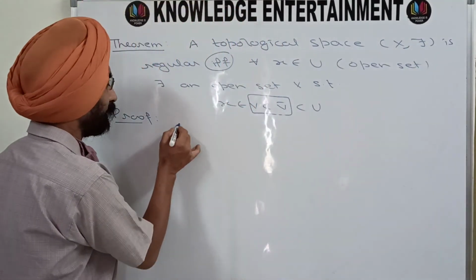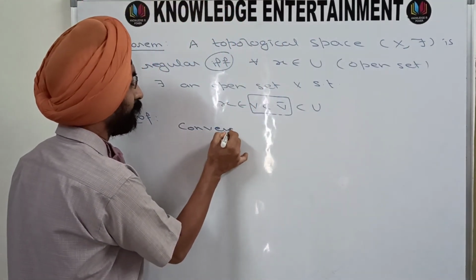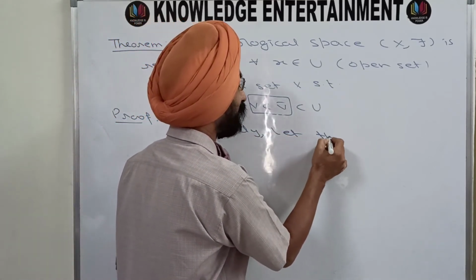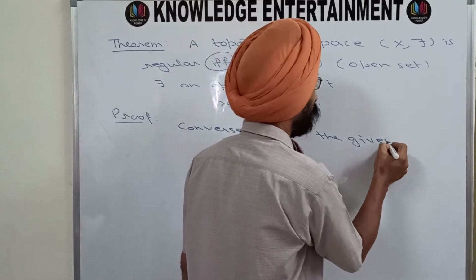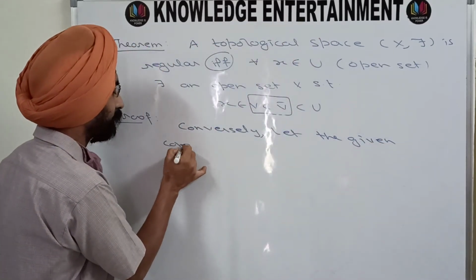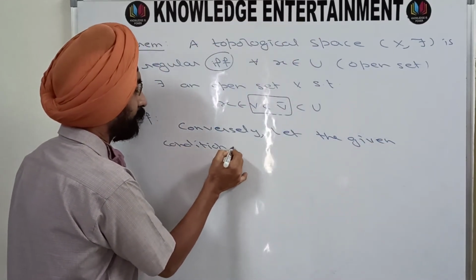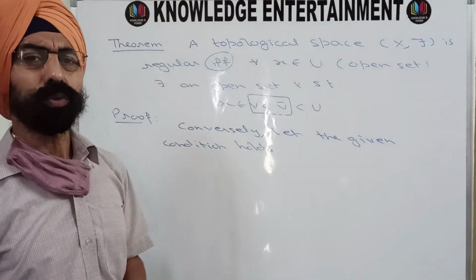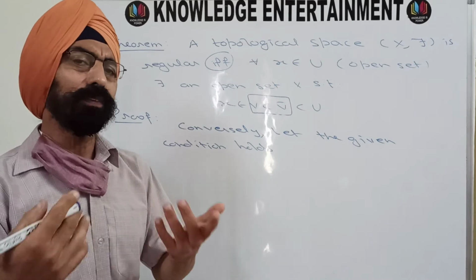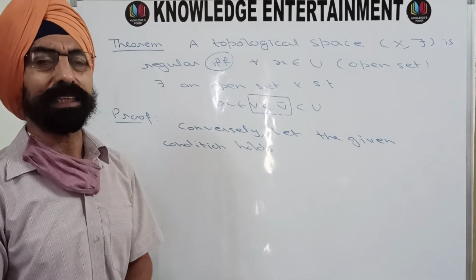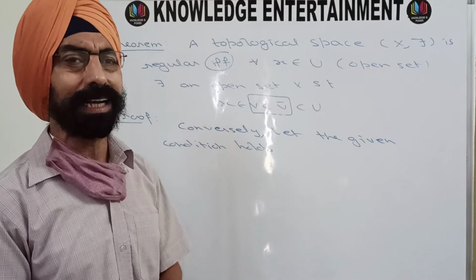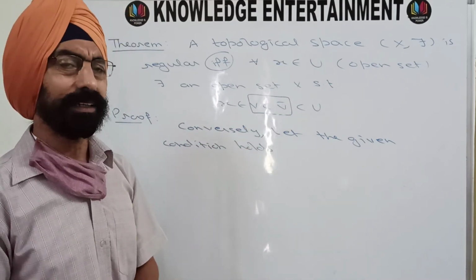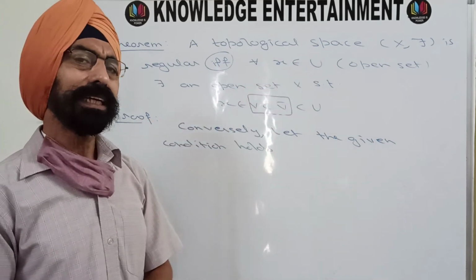Conversely, let the given condition hold. The given condition holding means if there is an open set U and X belonging to U, then there always exists an open set V such that X belongs to V, V is a subset of V bar, and V bar is a subset of U. This condition is satisfied. This is given. And we have to prove that the space is regular.